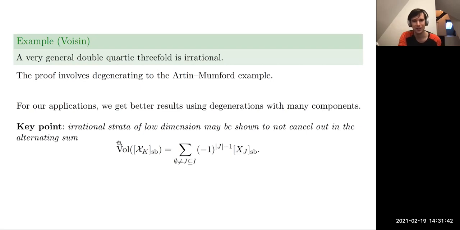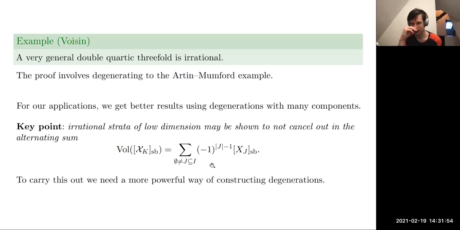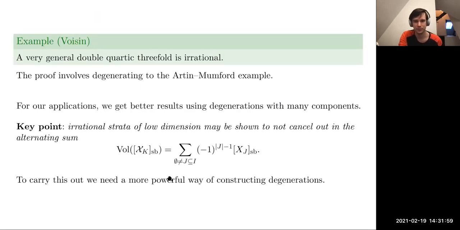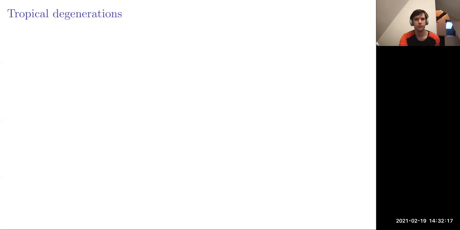And just to once again reiterate, irrational strata of low dimension may be shown to not cancel out in the alternating sum here. And if that happens, this generic fiber is not stably rational. So that's the main idea, and to carry this out, we now need to write down degenerations. And for this we use tropical degenerations.